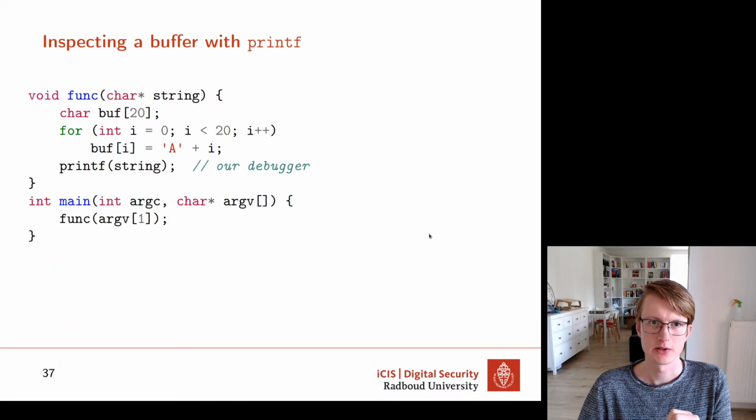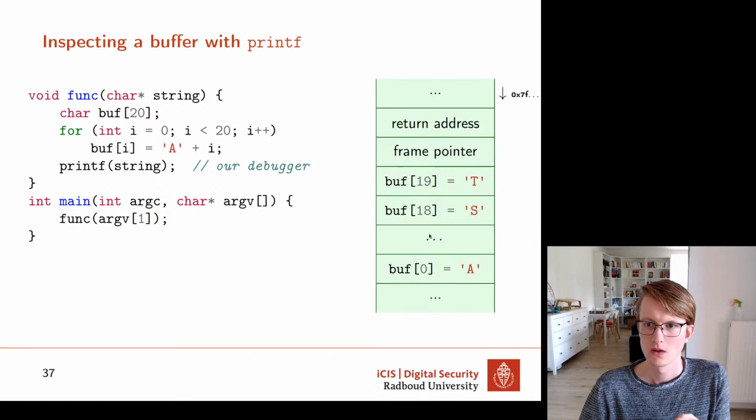So yeah, inserting our own code. We have this buffer and we want to inspect it with printf. How does this work? Well, we have the buffer and it writes all of these. It's 20 characters long. We start at A and then add A plus the integer for each position. So we get A, B, C, D, E, F, etc. until T. We call that function from the main function and we supply the first argument.